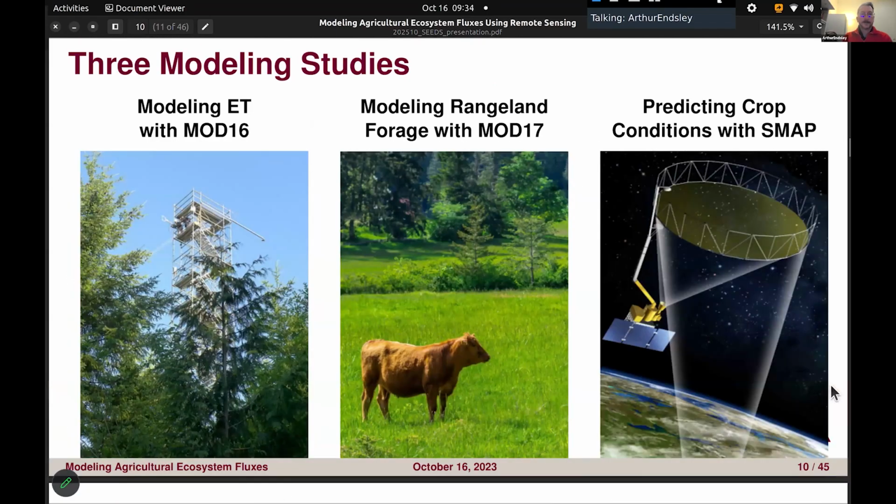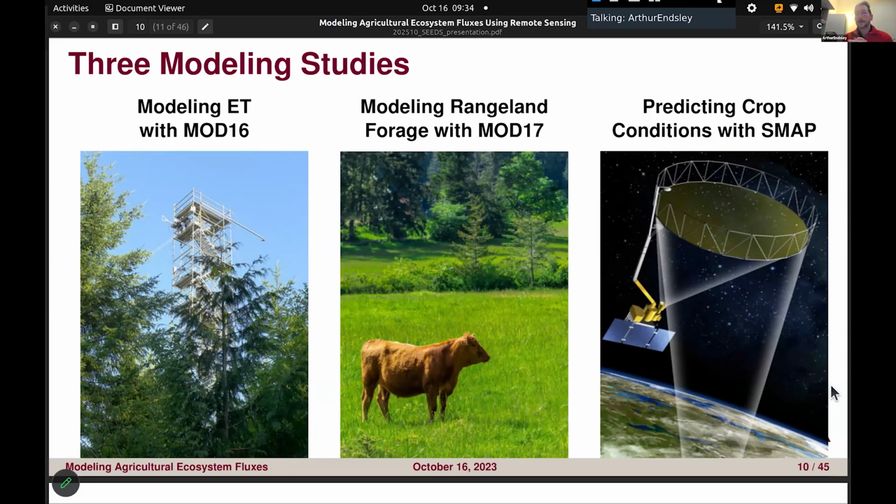So I'm going to talk about these issues through the lens of three modeling studies based on my work. So I'm going to talk about modeling evapotranspiration with the MODIS MOD16 model. It sounds like there are some people who are interested in agroforestry. I don't know if there's anybody who's interested in rangeland or livestock production, but I'll talk about how we model rangeland forage with the MODIS MOD17 product.